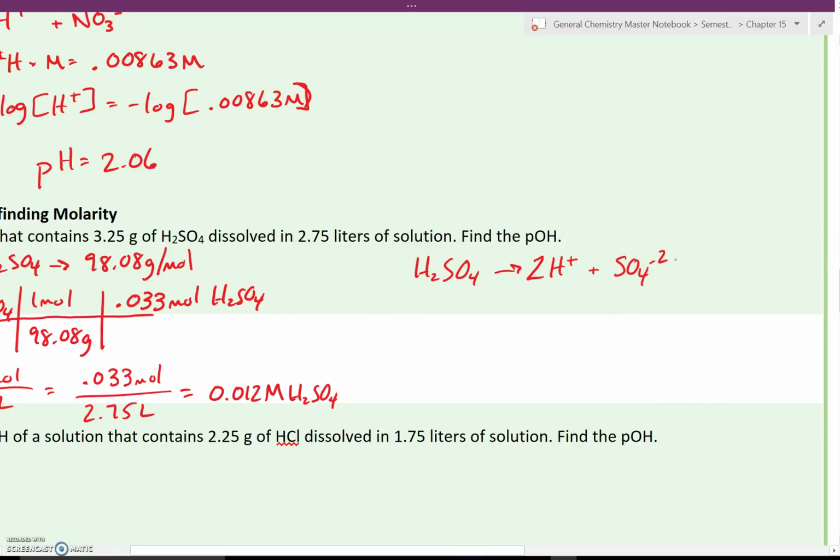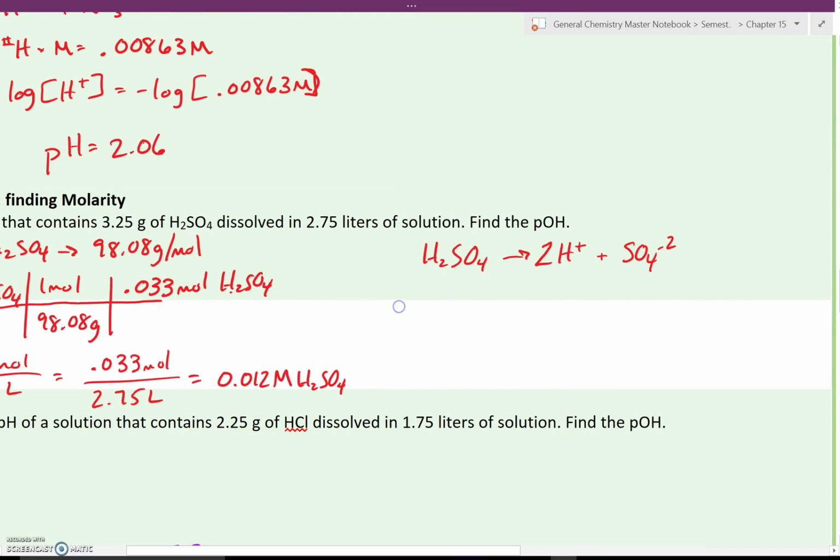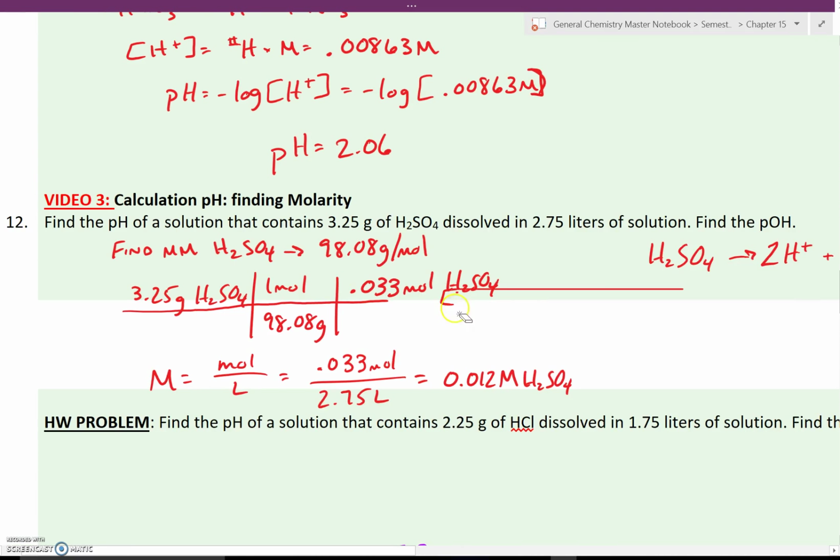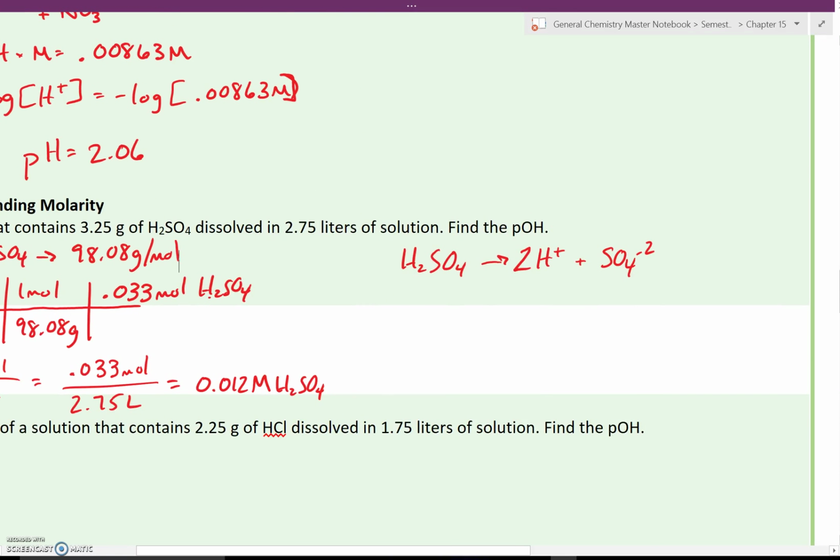And so that tells us, when we're trying to solve for hydrogen ion concentration, our hydrogen ion concentration is equal to the number of hydrogen ions, in this case 2, multiplied by our molarity. So we have 2 times 0.012 molar, which gives us a hydrogen ion concentration of 0.024.